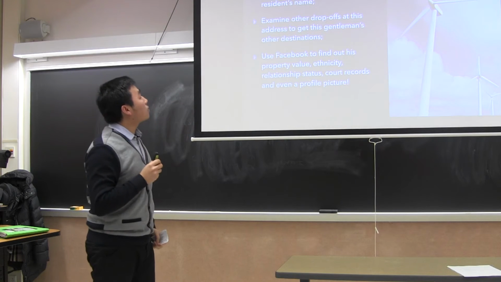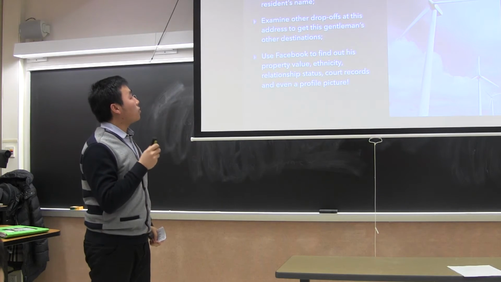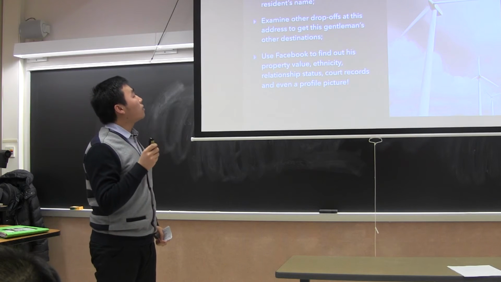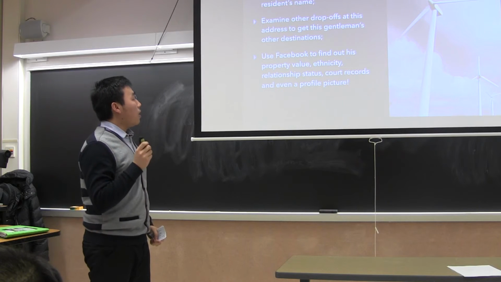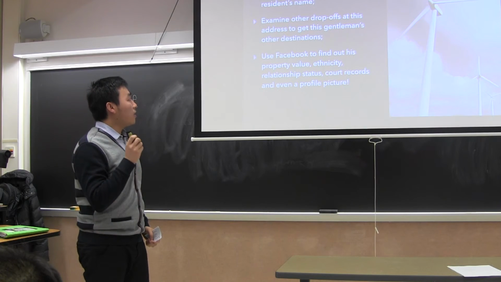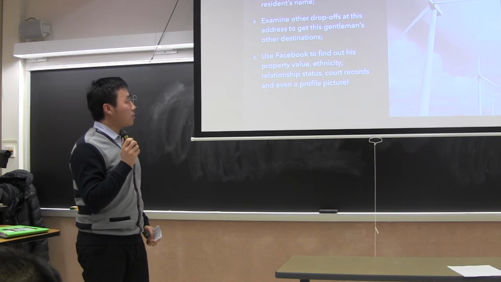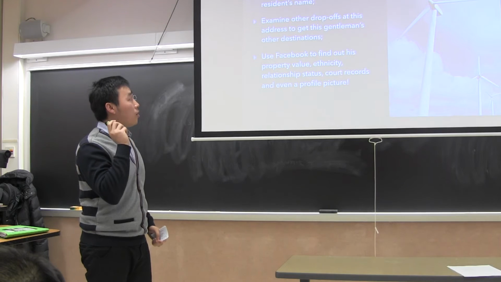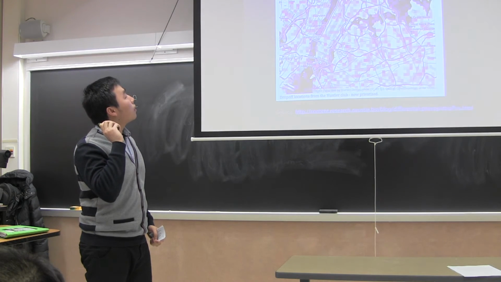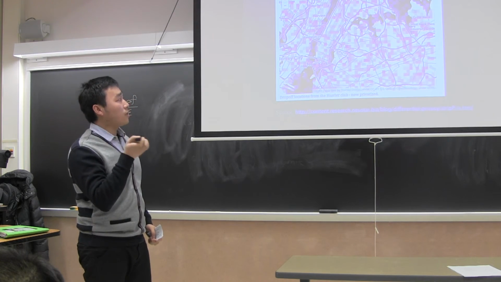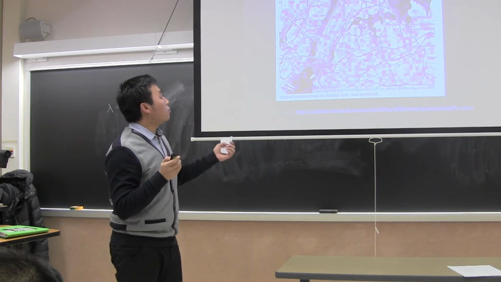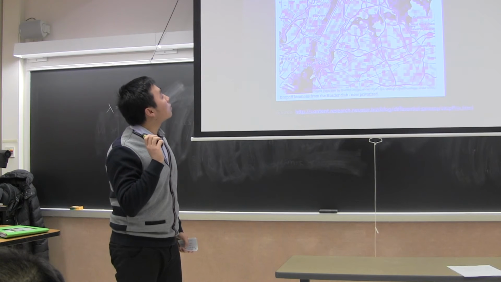What you can do is Google an address to reveal its resident's name, and examine other drop-offs at this address to get the gentleman's other destinations. And you can even use Facebook to find his property value, relationship status, court records, and even a profile picture. This is very terrifying. This is the result of applying differential privacy to the records. So I think it's over.